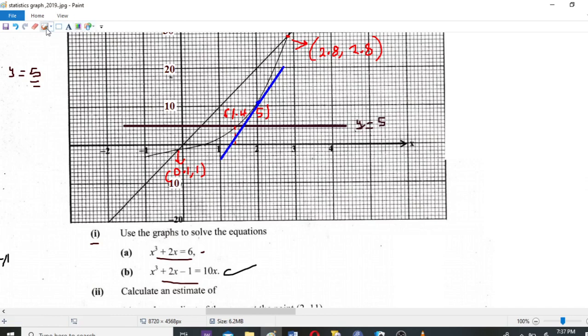Now I need to get the values. So at this point, what are the values? In the x-axis, that's 2.7, right? So that's 2.7 in the x-axis. So I have 2.7 comma in the y-axis, that's 20, right? So these are my points. That's 2.7 comma 20. Again at this far end, in the x-axis we can check. So in the x-axis, that's 1, right? That's 1 in the x-axis. What about in the y-axis?